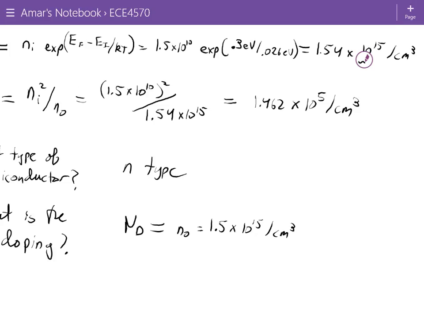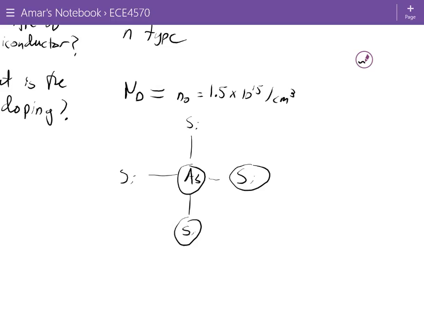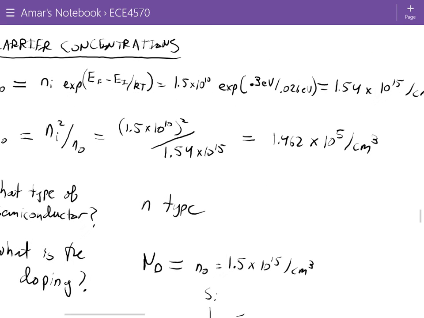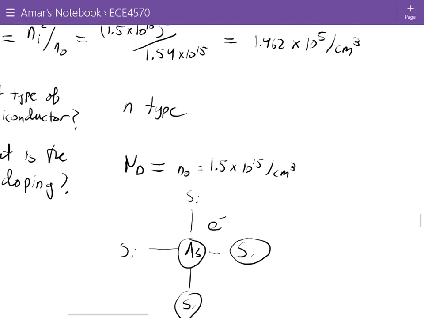Remember the reason for this. In an n-type semiconductor, let's say we put in an arsenic ion here. Every dopant that we put in creates one extra electron. There's a one-to-one relationship. That's why whatever the electron concentration is, 1.54 times 10 to the 15th in this case, the doping density is approximately the same.